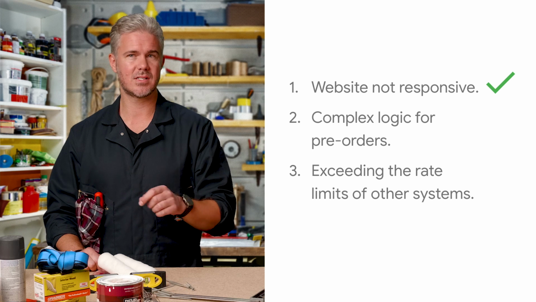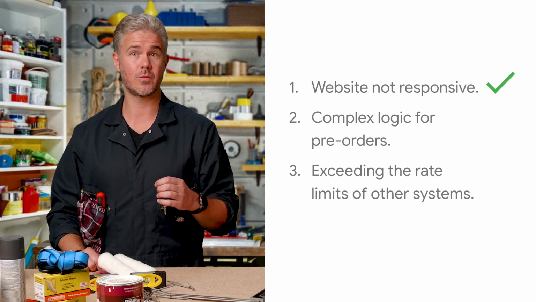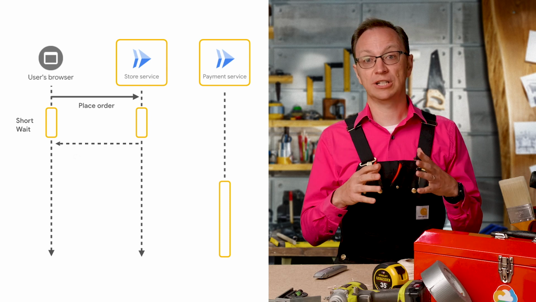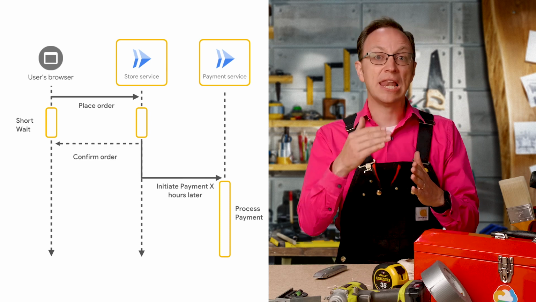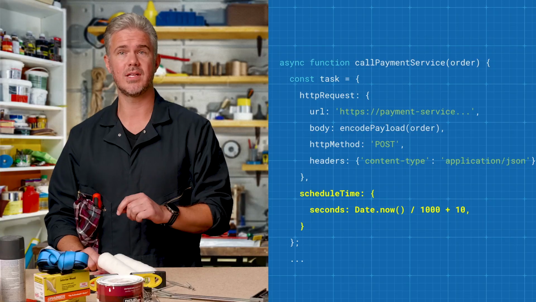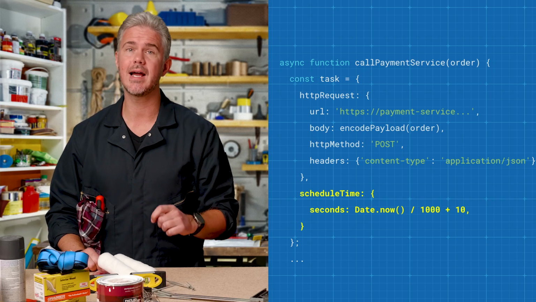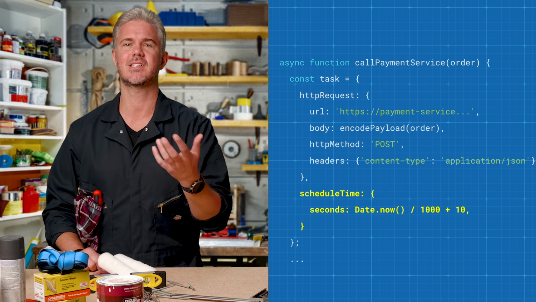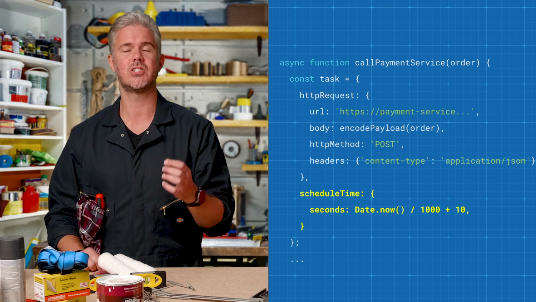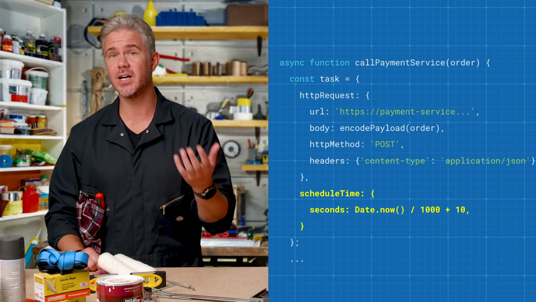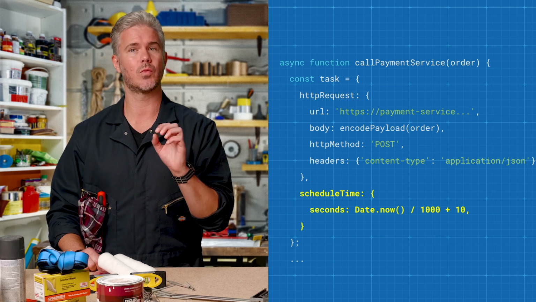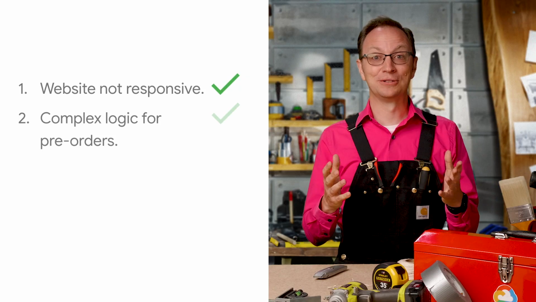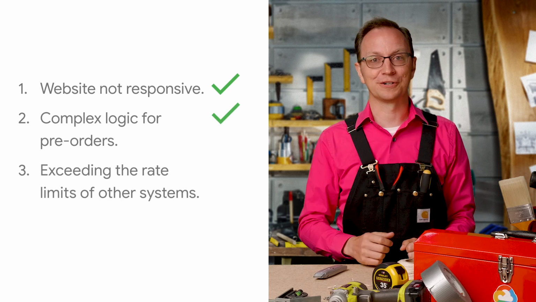Daria also wants to simplify processing of payments for pre-orders. Cloud Tasks lets you schedule a task for delivery at a later time. To do this, Daria adds a schedule time element to the task. For this proof of concept code, she simply asks Cloud Tasks to deliver the message 10 seconds from now. In the production system, this time would be set to the release time of the pre-ordered audiobook. That code simplified the logic for pre-orders.